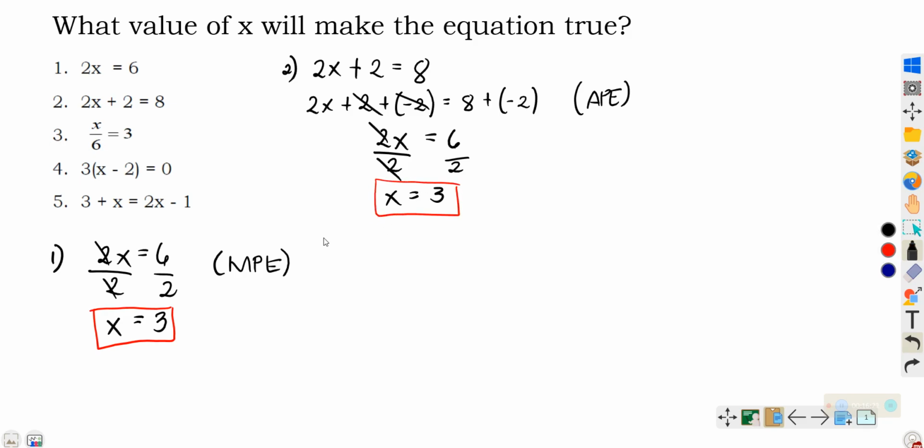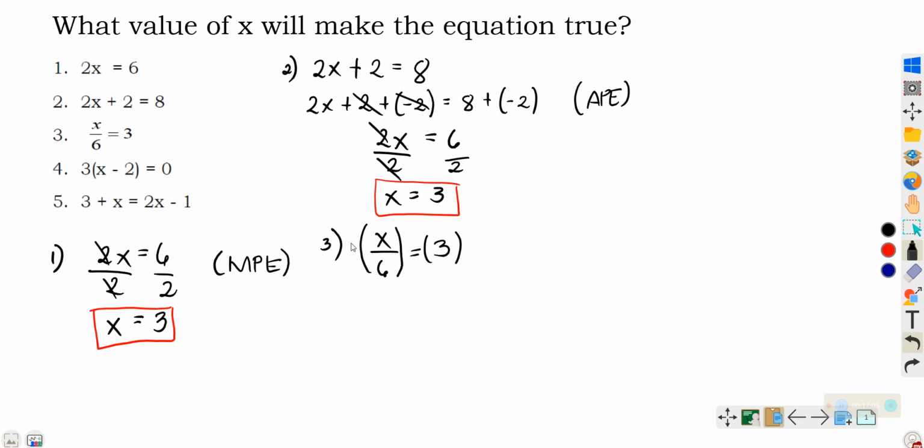Next is number 3. X over 6 equals 3. So, yung number daw, pag dinivide sa 6, 3 ang sagot. For sure, meron na kayong naiisip kung anong value yan. Ang tanong, paano natin makukuha yon? Okay? So, as you can see, meron tayong fraction. Diba sabi dun sa steps kanina, we have to clear the fractions. And that is by multiplying the whole equation or both sides of the equation by the LCD of all the denominators. Since isa lang naman yung denominator natin, edi automatic, ito na yung LCD na imumultiply natin both sides.